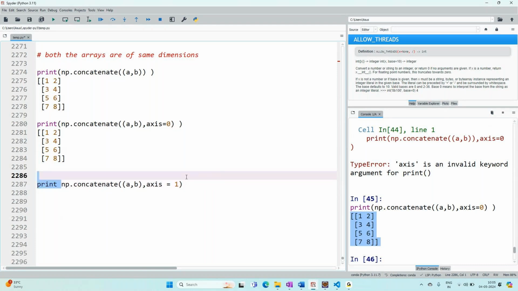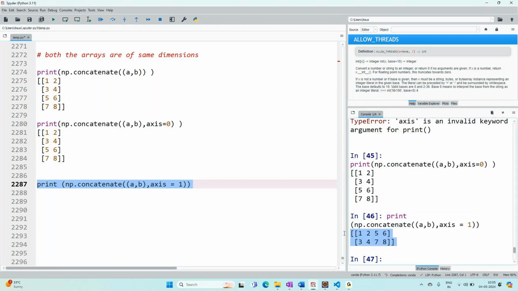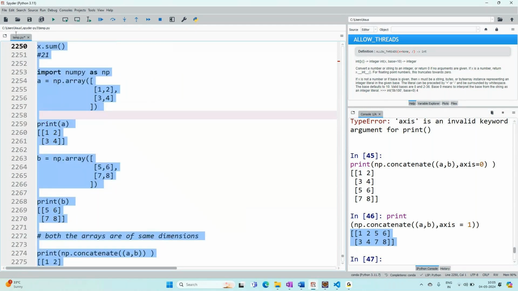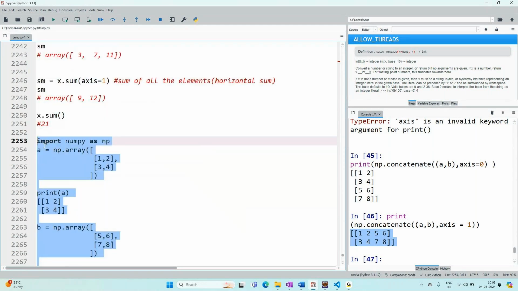Now let's see what happens when you take axis is equal to 1. If you are concatenating along axis is equal to 1, what does it mean? Horizontal or vertical? Horizontal, no? Yes or no? So that is why it is combining horizontally. The previous one combined vertically. It is as simple as that. To easily understand, you can work with this. Yes. So this is how we can deal with concatenation.